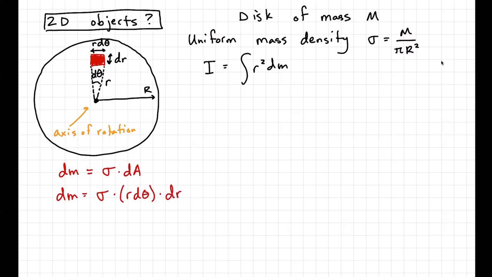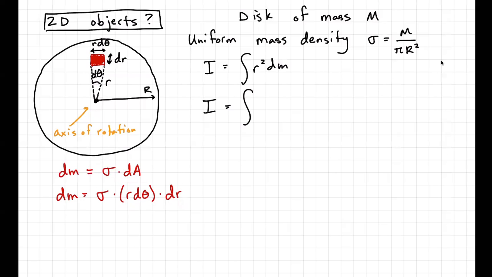So I've broken down an area infinitesimal into two sort of length infinitesimals, r d theta and dr. And we're going to plug that in and see how to deal with this. We're going to end up with something called a double integral. So I'm going to plug stuff in.